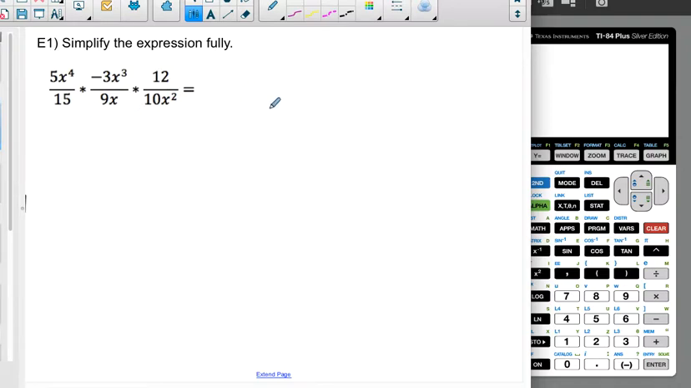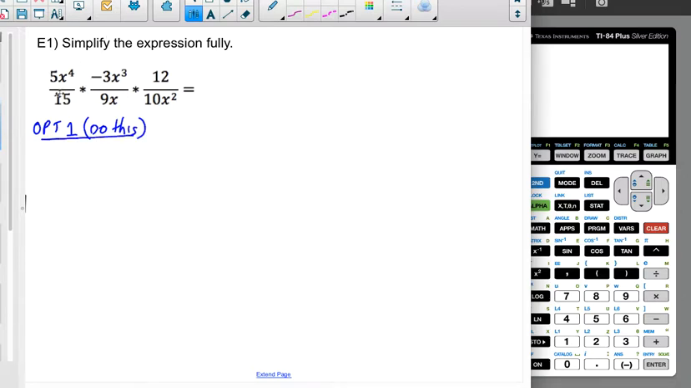So again, there are two ways to do this. The better option is to cancel factors from the top and the bottom. I'm going to walk through the better option first, and this is what I'm going to suggest you do. Do this.